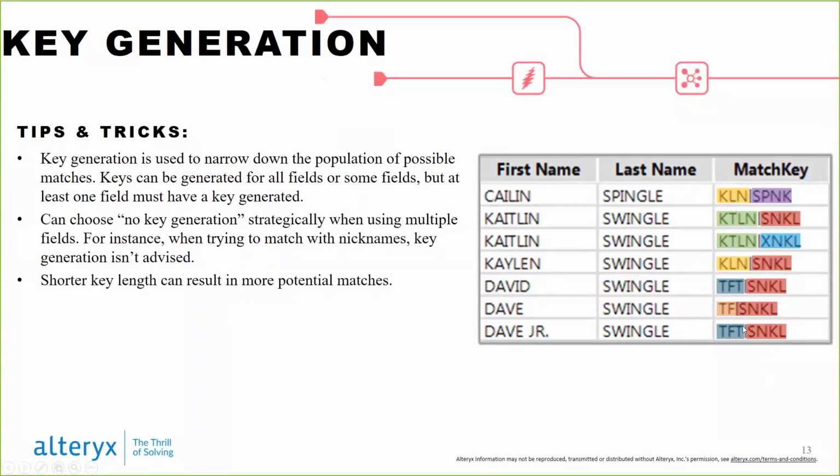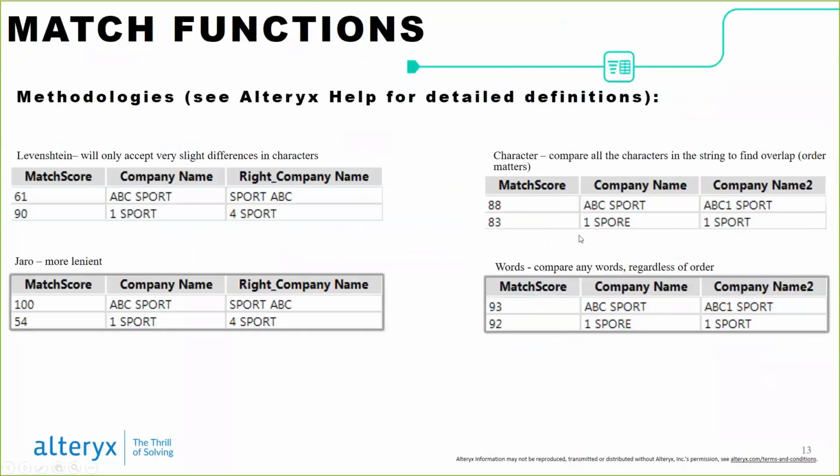Now, if I were to go through and say, hey, which keys match, I can see David Swingle and David Jr. Swingle would actually match together, so that would enter into a fuzzy matching process. And I think that's about it, right? So making sure that your match keys look similar, or changing how that key generation works, is going to be important to making sure that the right values pass into the fuzzy matching process.